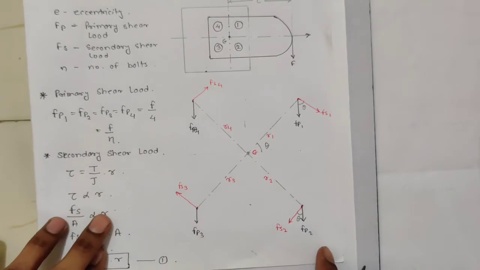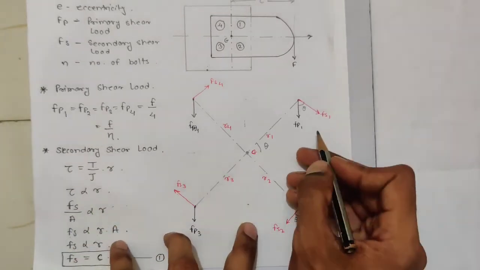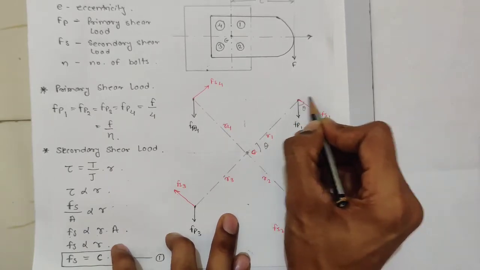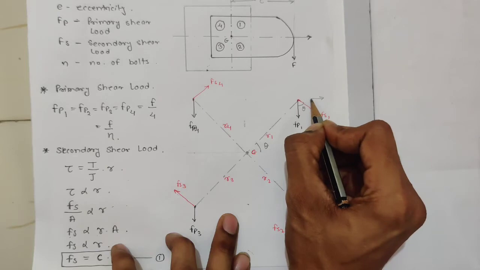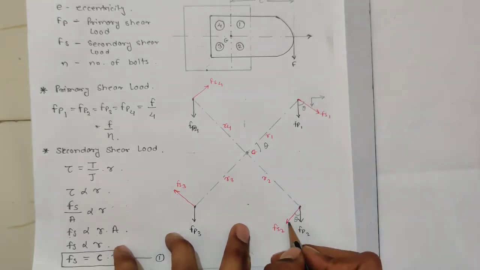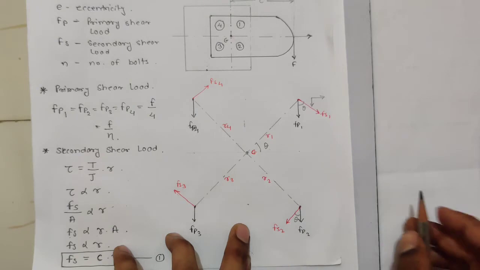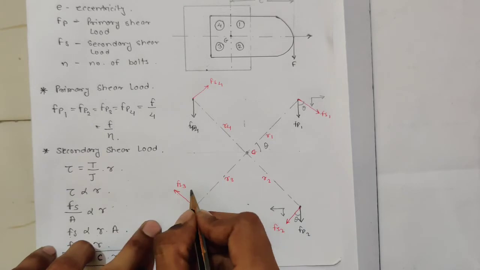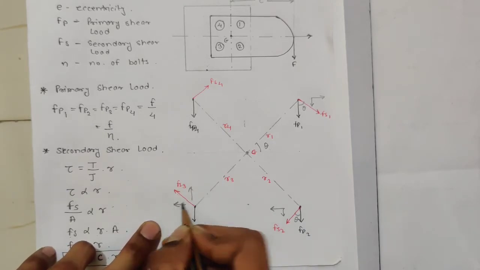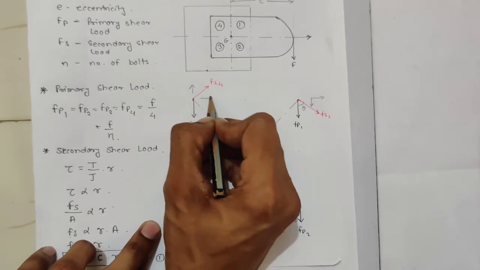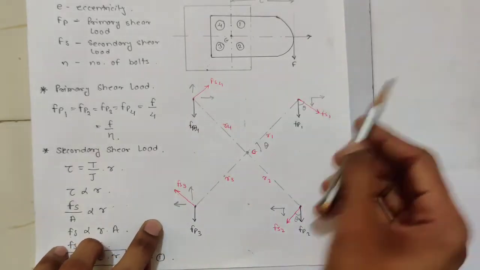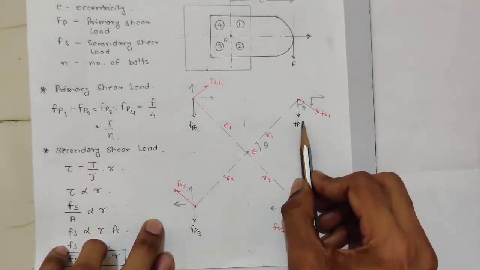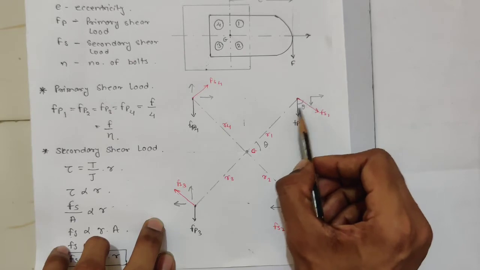Okay, so now see, if I want to take the components of this force, the first component will act in this direction and the second component will act in the downward direction. Similarly, for this force, the first component will be in this direction and the second component in the downward direction. For this, first component, second component. For this, first component, second component. So this is the horizontal force. I'm not considering that force. I'm just considering these vertical forces, because these two vertical forces are going to add to each other.